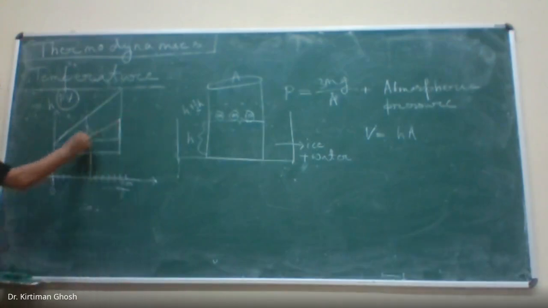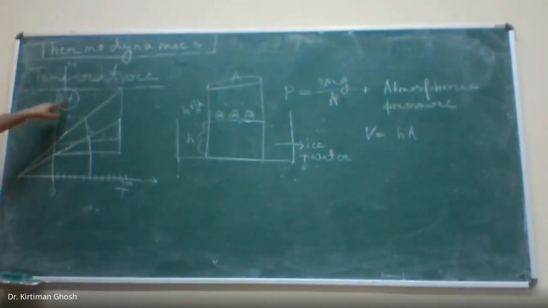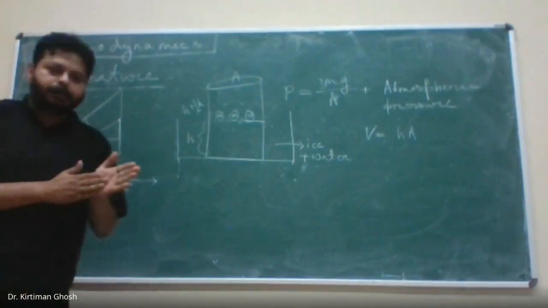If we extrapolate this line in the negative direction, it turns out that all these curves will intersect the zero of this axis at 273.16. So this number has very important physical significance.